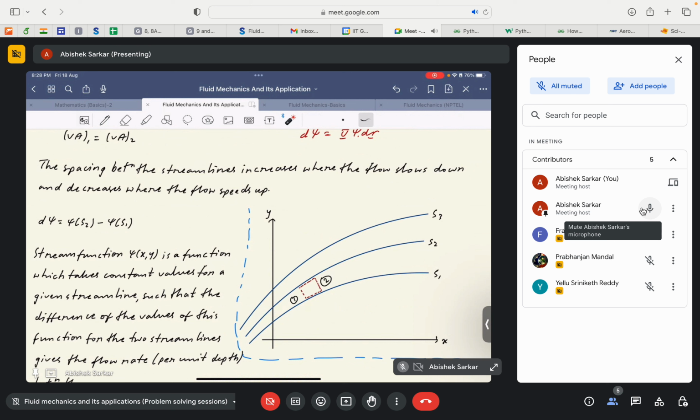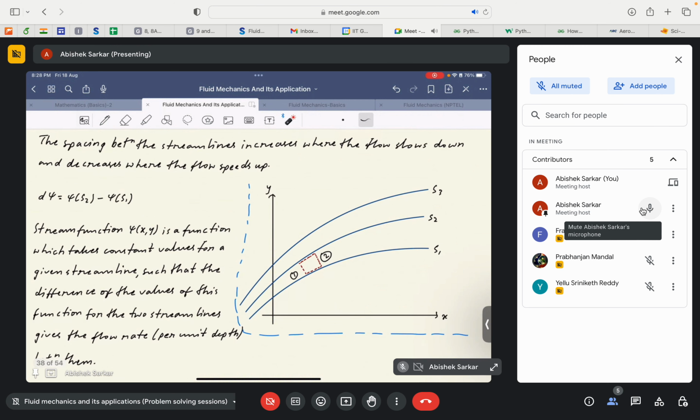Again, just some observations. The spacing between the streamlines increases where the flow slows down and decreases where the flow speeds up. So essentially it means that the flow in this region has lower velocity compared to the flow in this region. I won't go into detail on the explanation. You can follow the lectures for that.